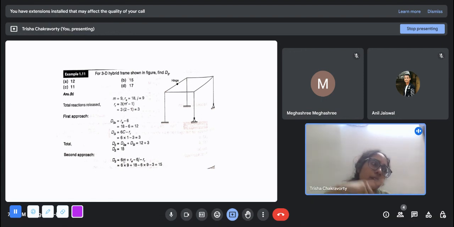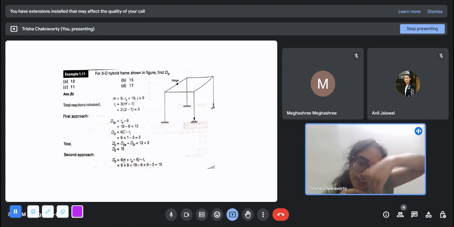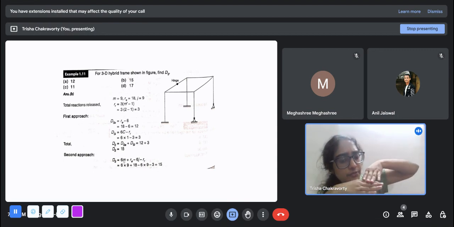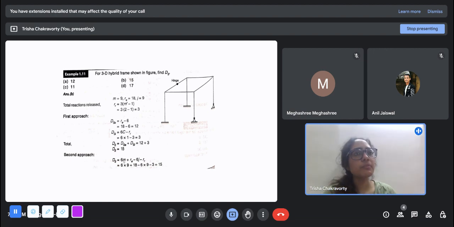Suppose you imagine a member that is oriented along the x-axis. It can have a force along the x-axis, which is called the axial force. It can have a force along the y-axis, which is called the shear force, and it can also have a force along the z-axis, which is also a shear force, because basically shear force means the components perpendicular to the axis of the beam.